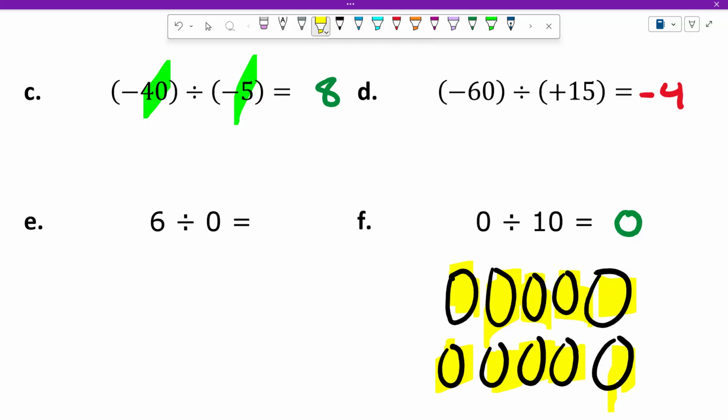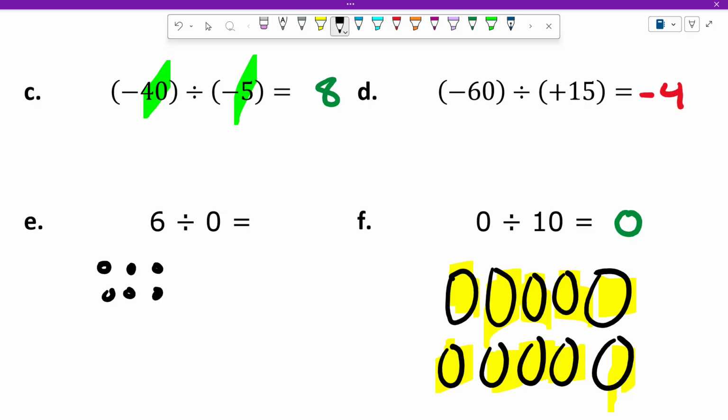Nothing. So that's why the answer is nothing. Now the other one, we have 6 things. 1, 2, 3, 4, 5, 6. And we want to put them in 0 groups. That's not possible. Right? We have 6 things.